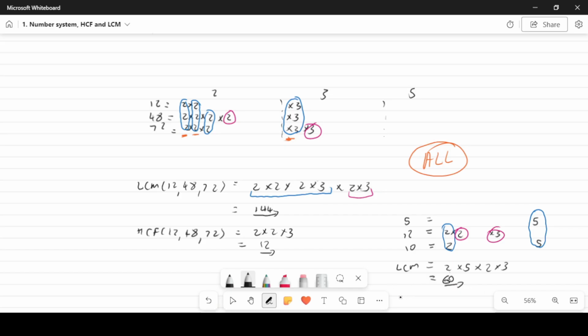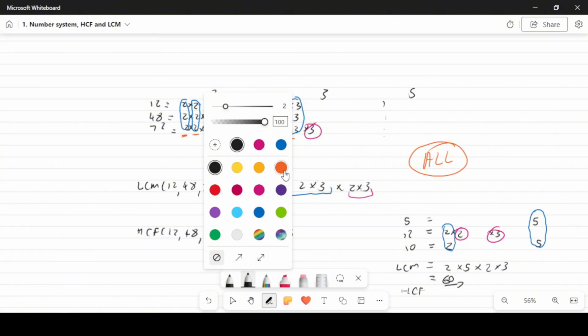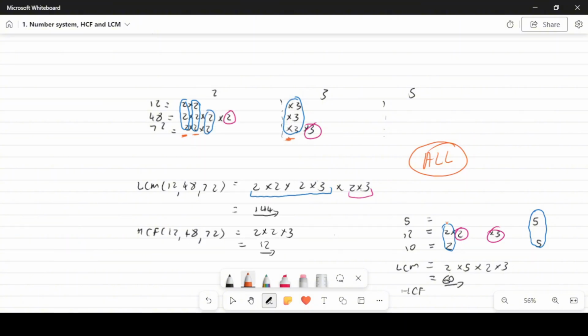Okay, and then if you have to find your HCF, we said that we have to find shared factors that are common to all. So looking at these blue groups, are these shared factors common to all of the numbers? No, it's not, because we are missing a 2 here and we are missing a 5 here. So therefore, technically, the HCF between these numbers is 1.